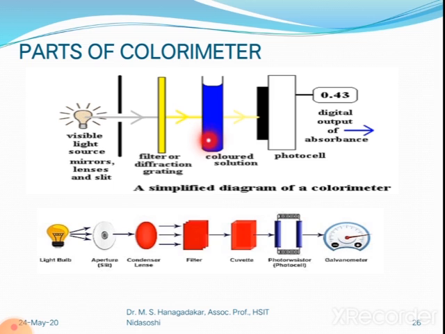Then the light is allowed to pass through the sample holder or sample cell, where the sample solution is taken. The light passing through the sample solution is fed onto the photovoltaic cell or photo detector, where the light intensity is converted into an electrical signal. Those electrical signals are digitalized on the display system of the instrument or on the galvanometer for the readout.